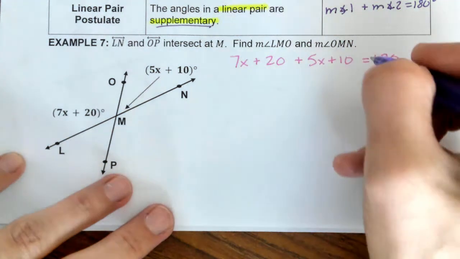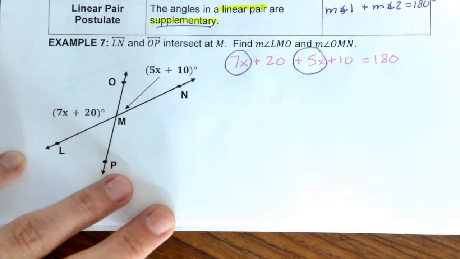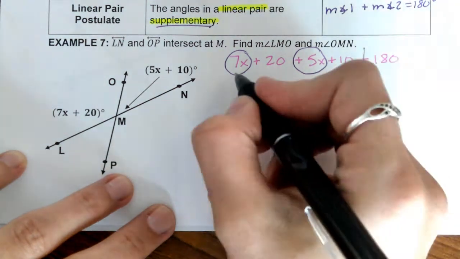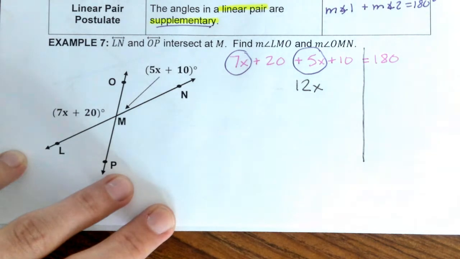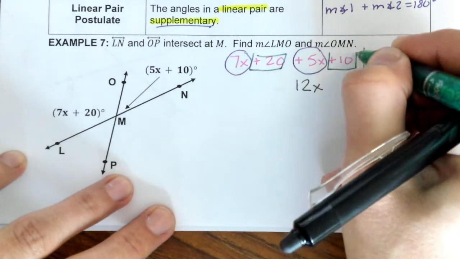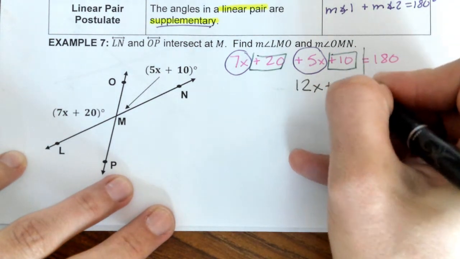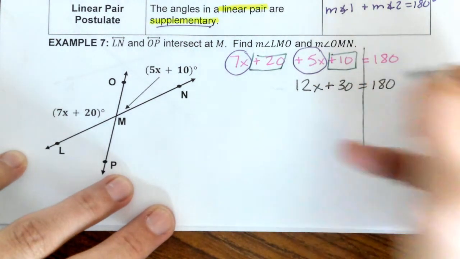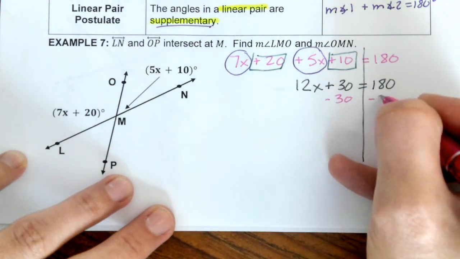All right, let's see. I got a lot of stuff going on. Let me combine these like terms here. Very, very important that we get that done. 7x plus 5x, we're going to get 12x. Then when I combine my positive 20 and my positive 10, I'm going to get a positive 30, all equal to 180. Next step, subtract that 30 from both sides.